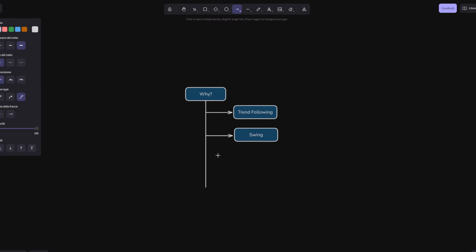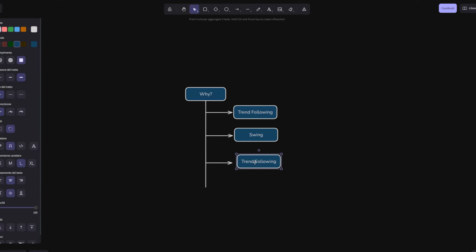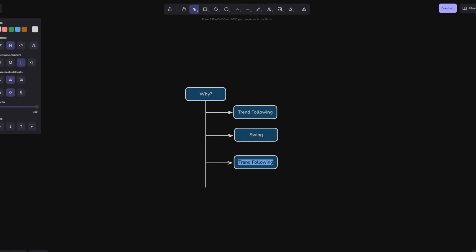Because with the work I do, it's easier for me to follow the market and to make decisions based on that. Another key principle will be the zone, the limiting. So I will work with Fib and supply and demand.